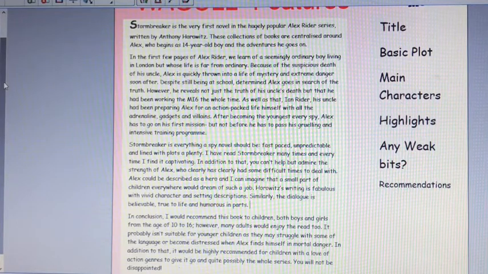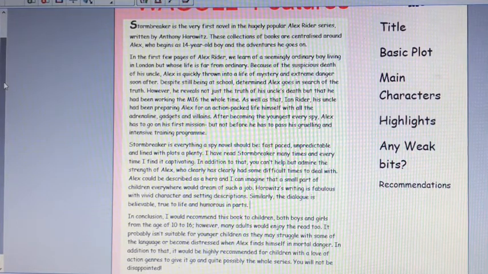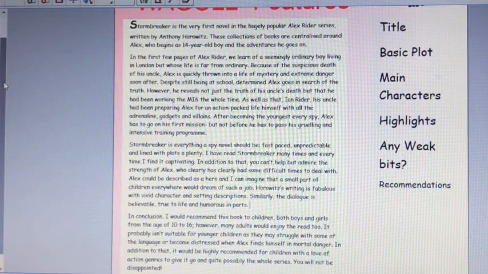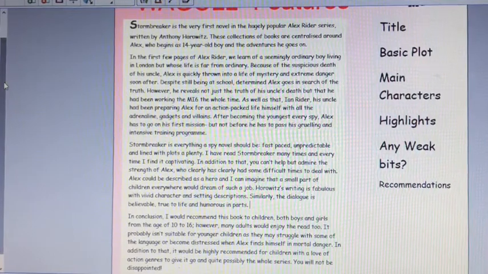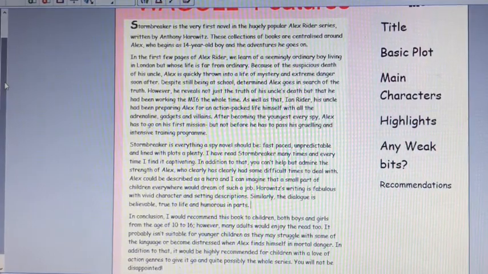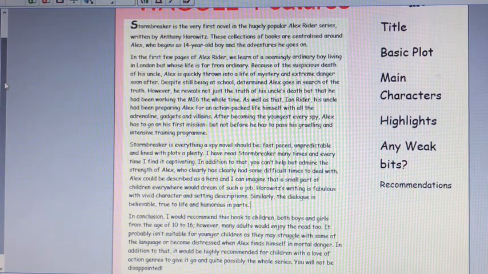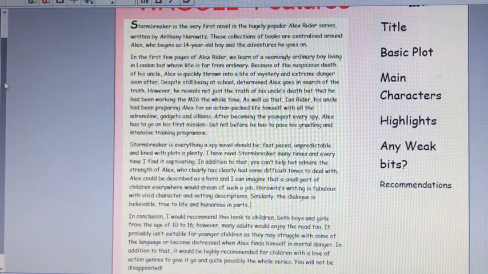After becoming the youngest ever spy, Alex has to go on his first mission, but not before he has to pass his gruelling and intensive training programme. Stormbreaker is everything a spy novel should be, fast-paced, unpredictable and lined with plots aplenty. I have read Stormbreaker many times and every time I find it captivating.